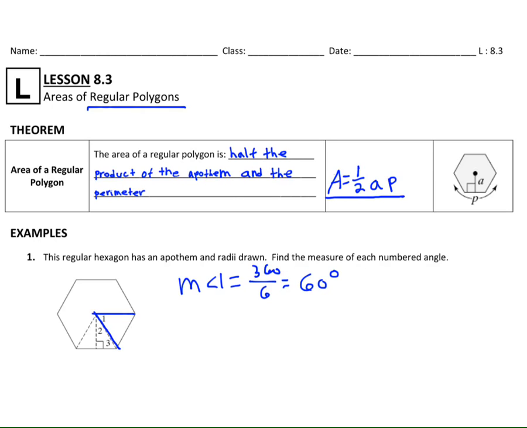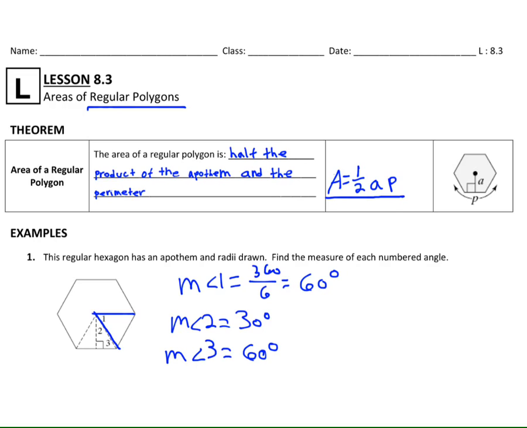Now let's look at angle 2. The apothem is cutting that angle in half, so angle 2 is going to equal 30 degrees. And then angle 3 is going to be the same as angle 1, because that triangle is a 30, 60, 90 triangle. So angle 3 is 60 degrees.